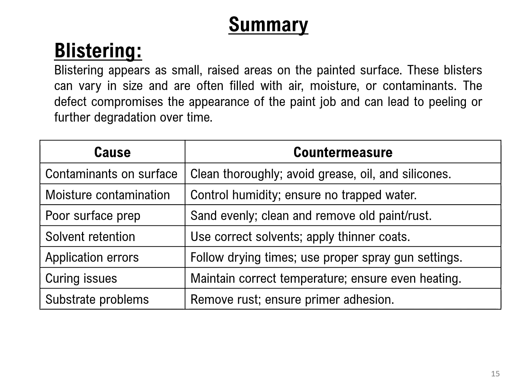The various reasons we have discussed and their countermeasures are summarized as: contaminants on surface, clean thoroughly, avoid grease, oil, and silicones; moisture contamination, control humidity, ensure no trapped water; poor surface preparation, sand evenly, clean and remove old paint or rust. Number 4. Solvent retention. Use correct solvents. Apply thinner coats.